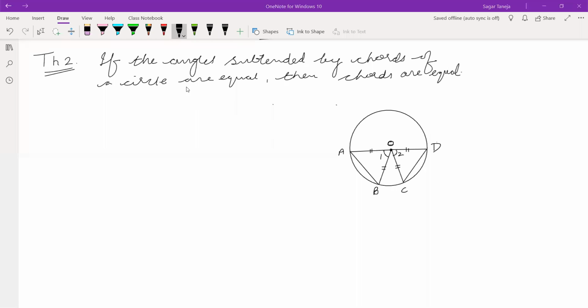So if the angles subtended by chords of a circle are equal. Okay, I have not written one thing. After of a circle, right here, at center, because the angle should be at the center only. Of a circle, at center, are equal. After that, write in given.